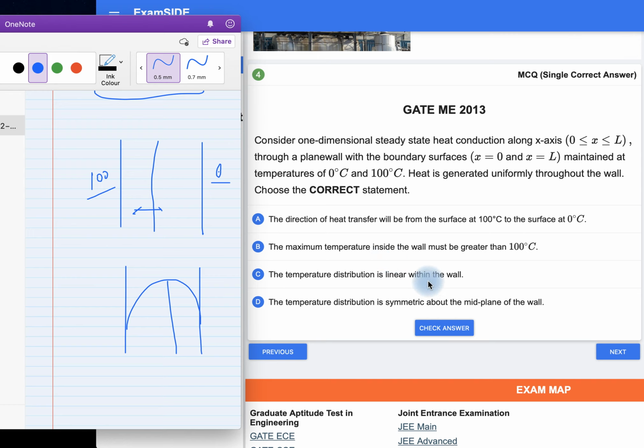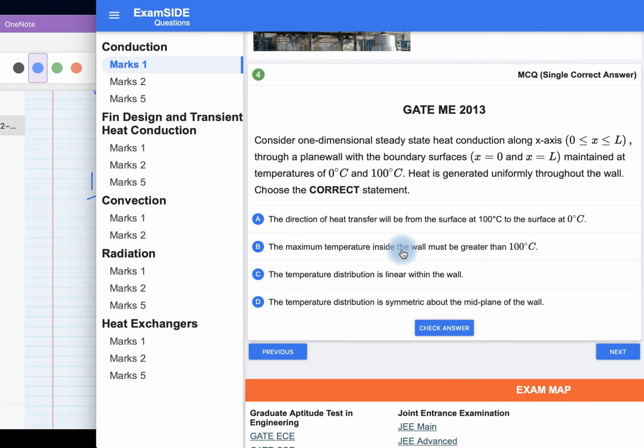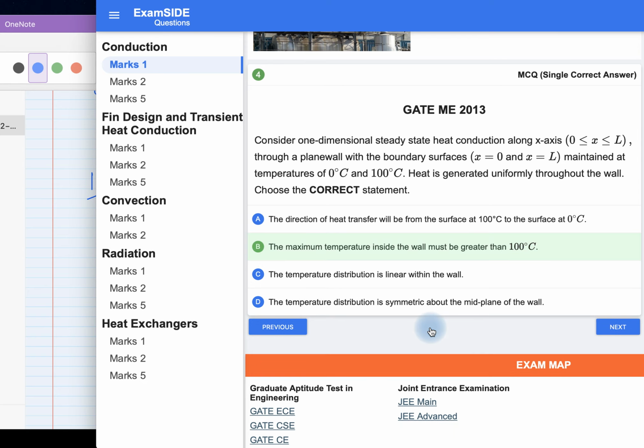The temperature distribution is linear within the wall. It is wrong. It is also like this, but now the maximum temperature will change. The temperature distribution is symmetric about the midplane of the wall. That is also wrong because both the temperatures are not the same. So this option will be correct for this condition. So the correct option is B. We will check the answer. The correct option is B.